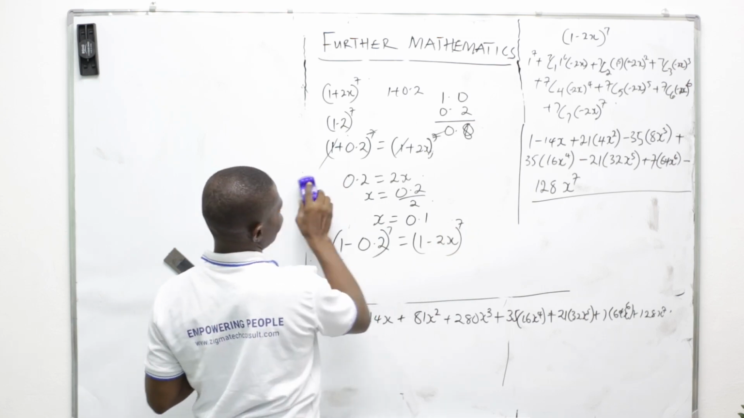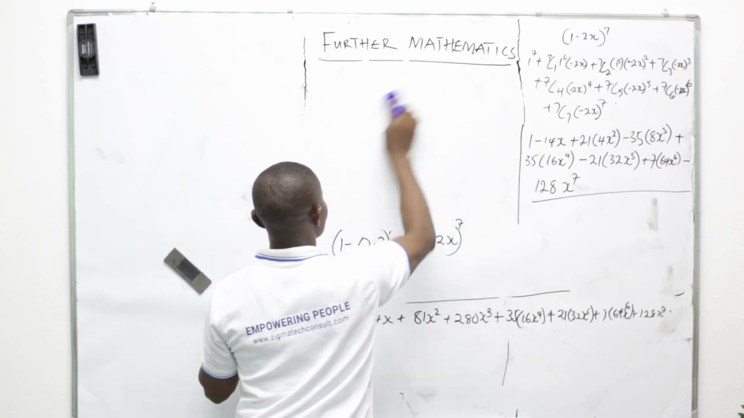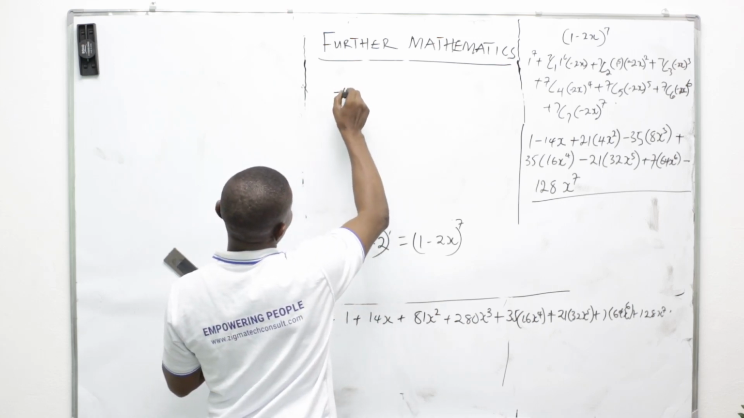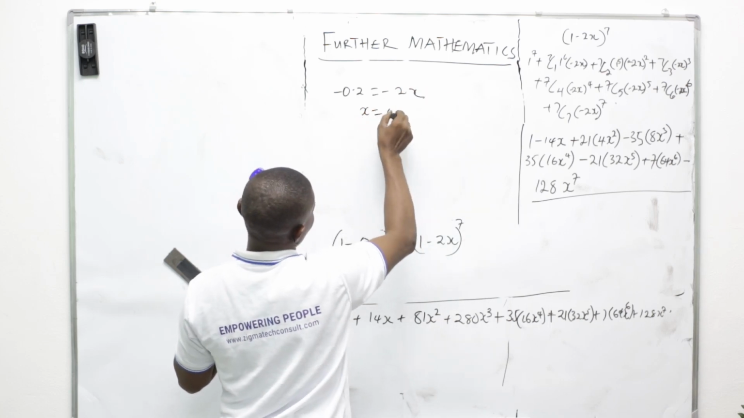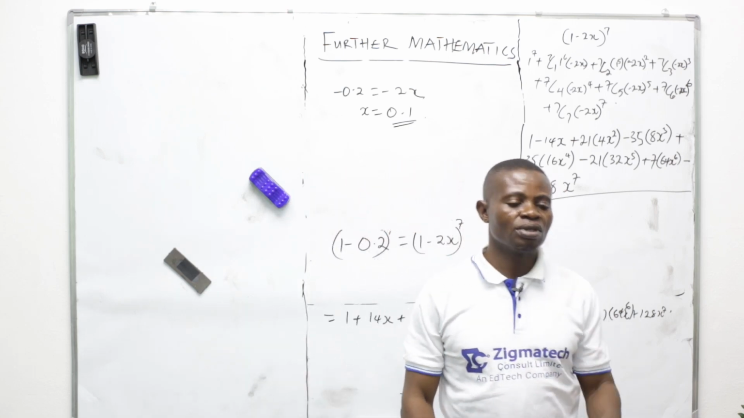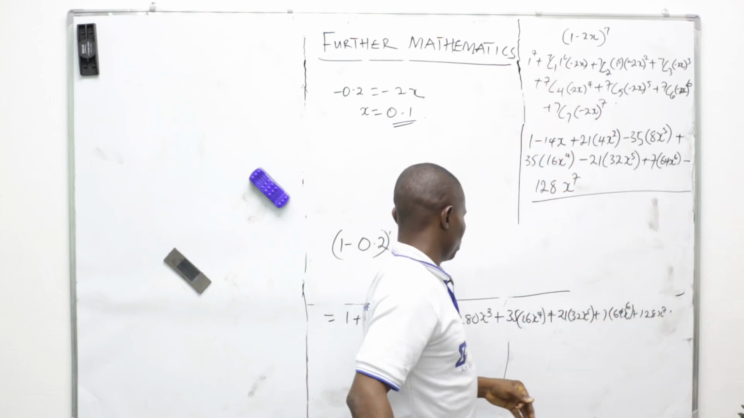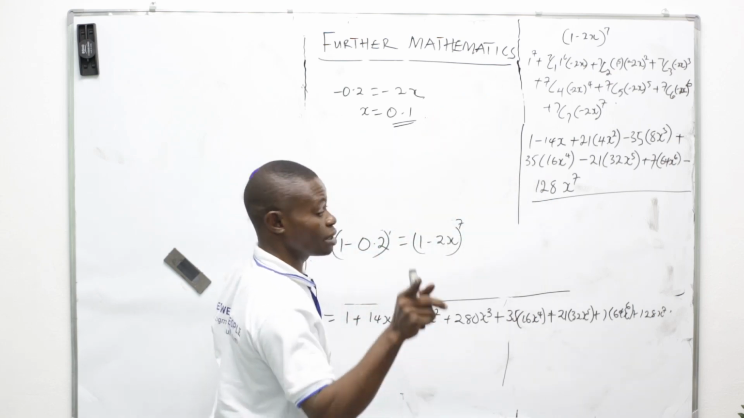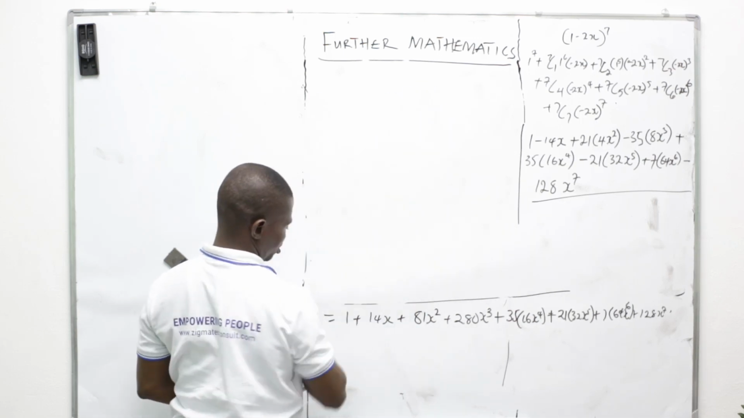Now, remember we have the first value for s at 0.1. The second value, minus 0.2 equals minus 2s. I think it's the same value, s equals 0.1. But our interest is what? The expansion of 1 plus 2s minus the expansion of 1 minus 2s. That is the target for this question. So, we have the expansion already.